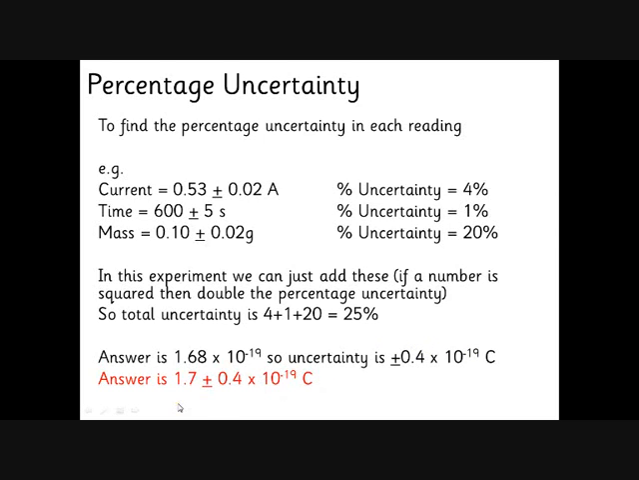So the way we would write this answer is 1.68 plus or minus 0.4, but there's not really too much point in us worrying about this 8 if we don't know if this number could be a 3, a 4, a 5, a 6, a 7, an 8. So why are we worrying about this number? So I'd round this to 2 significant figures and make this 1.7 plus or minus 0.4 times 10 to the minus 19 coulombs. So now we'd not only have an answer for the charge on the electron, but we'd also know the answer was somewhere between 1.3 and 2.1.